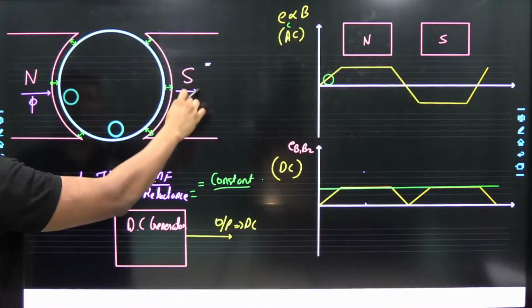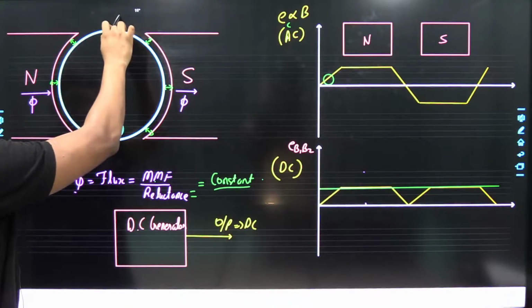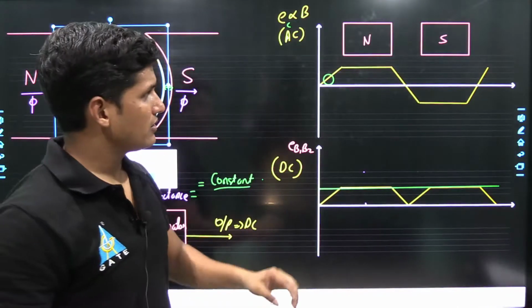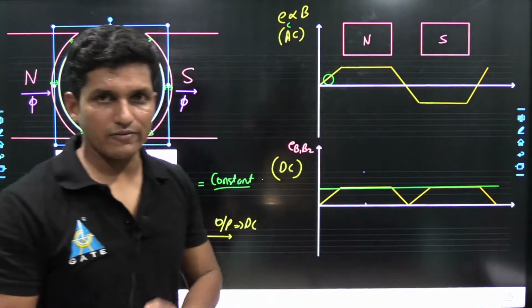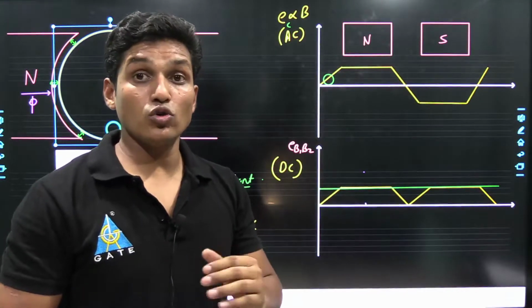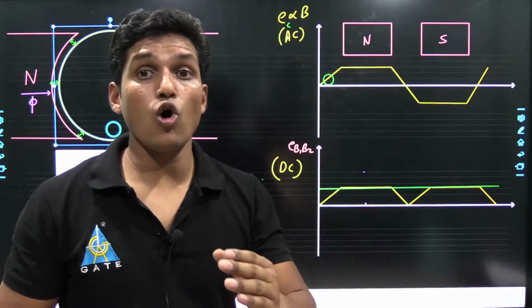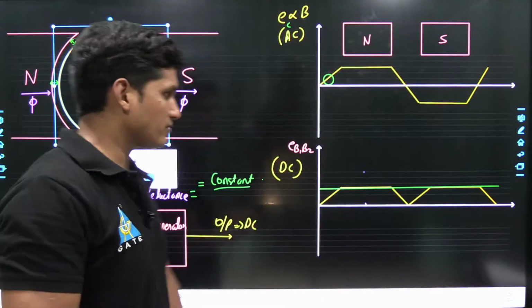So when it is rotating, it experiences plus phi, minus phi, plus phi, minus phi. So the B wave experienced by the conductor is alternating: positive, negative, positive, negative. Induced EMF is directly proportional to magnetic flux density. So the waveform of the induced EMF of the coil is also alternating.